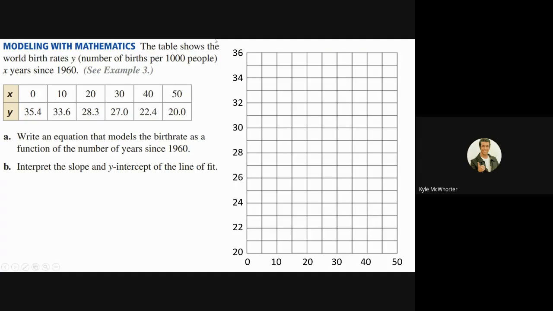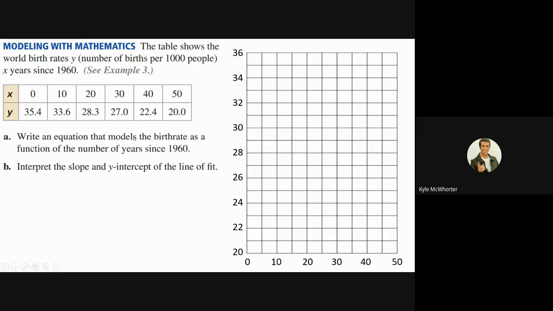Alrighty, so now we're going to go over a couple examples where we make a scatter plot, draw a line of fit, and get an equation for that line of fit. Here we have a table that shows the birth rates, which they show as births per 1,000 people, X years since 1960. So when X is 0, that means it's the year 1960. When X is 10, that's 1970, 1980, 1990, the year 2000, and then the year 2010.